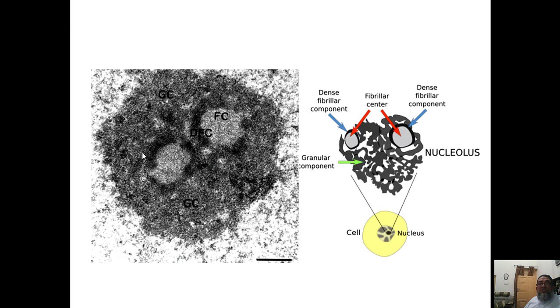Now look at the picture. This is the hypothetical diagram: granular component, dense fibrillar component and fibrillar center. So this is the granular component, this is the nucleolus, and this is the dense fibrillar component, and the GC, granular component. So these 3 components are visible. The corresponding structures were described in the previous slide.